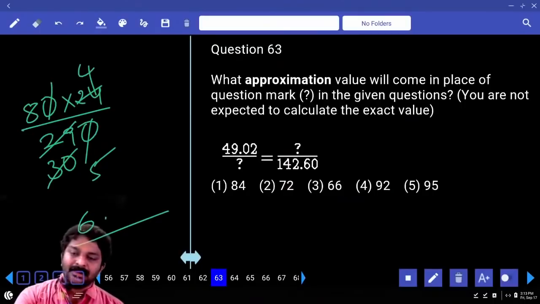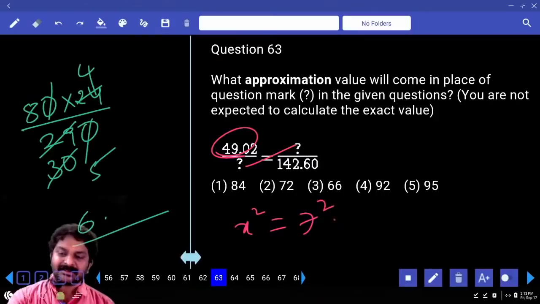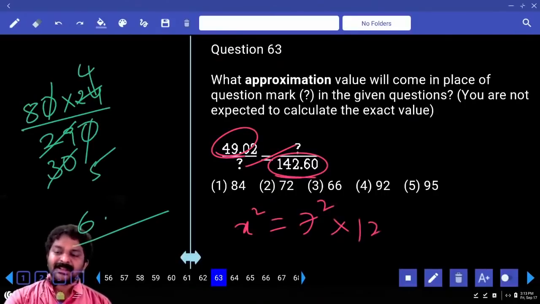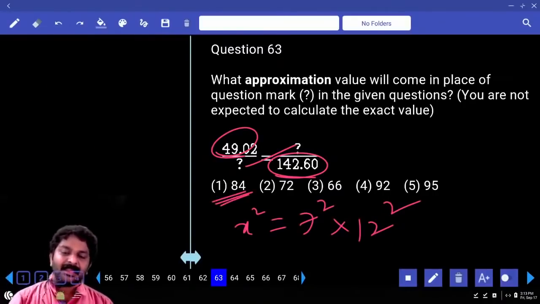Next. When you go for cross multiplication, you are going to get only the x square value. Identify 49 as the square of some number, 7 square. And 142.6, approximate square value, 12 square. Then x is equal to 7 into 12 only. Answer 84 final.